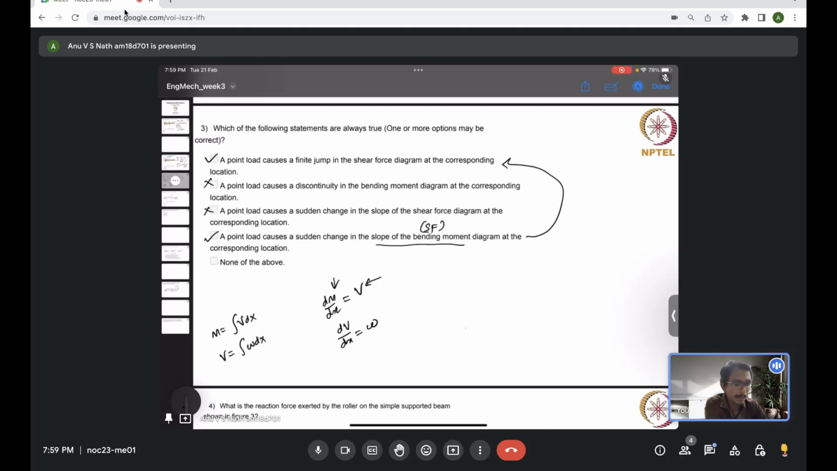We will use this concept in the coming problems where we will try to draw the shear force diagram and bending moment diagram. Okay, so I hope no questions here. If it is not clear, you can ask again.